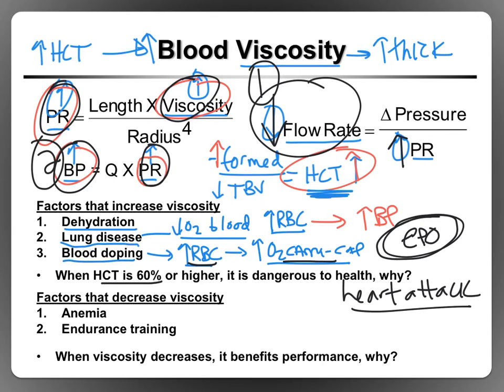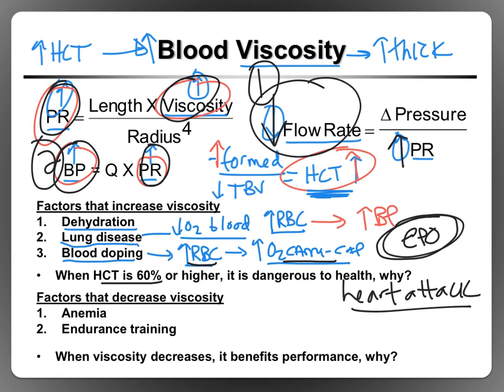Okay, so those are factors that increase viscosity. And again, the potential problems with an increase in viscosity is increase in peripheral resistance, which causes a decrease in flow rate, which could be dangerous to your health and can also negatively affect your performance, and increase in your blood pressure, which if it goes up too high is a health danger. It's okay if your blood pressure goes up during exercise, but if your blood is viscous all the time, your blood pressure is going to be high all the time. And this is very stressful on the body to have high blood pressure 24 hours a day, day after day.